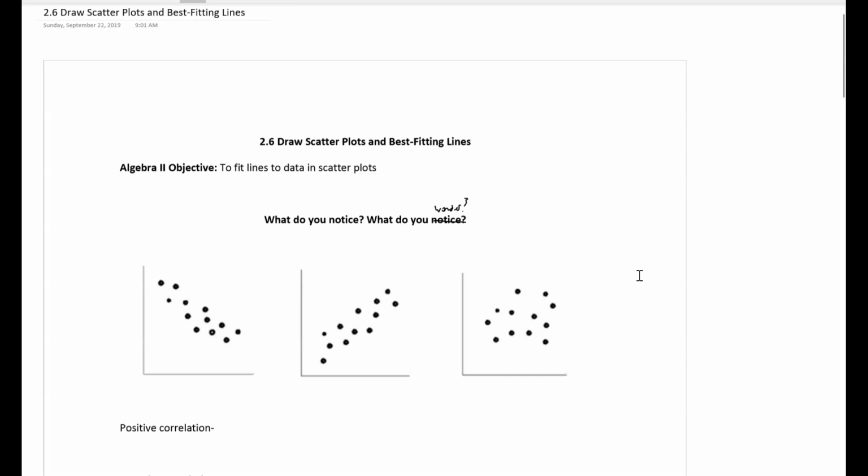Now you might have noticed, well, there's just a bunch of dots in each of these pictures, but in the first picture it seems like these dots are trending downward. In the second picture, it seems like the dots are trending upward. The third picture, it doesn't seem like they're trending in any direction.